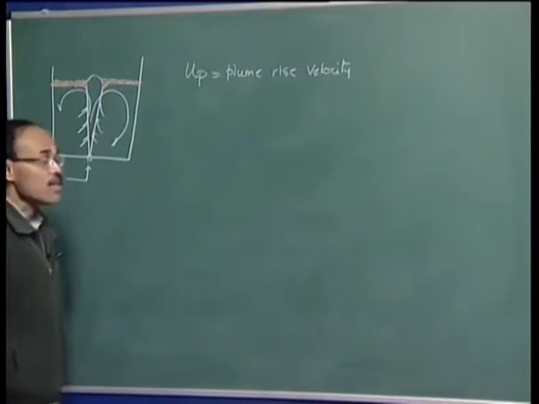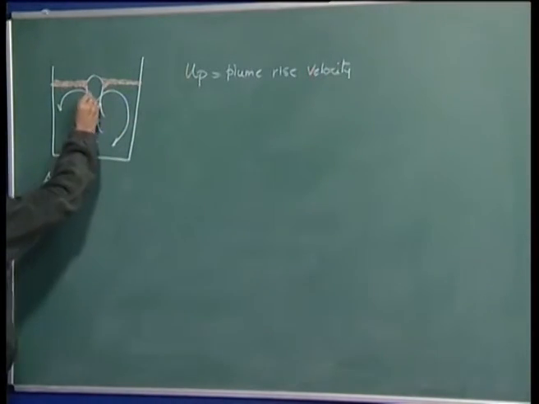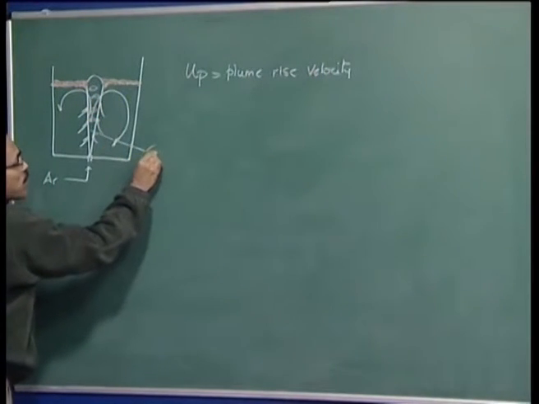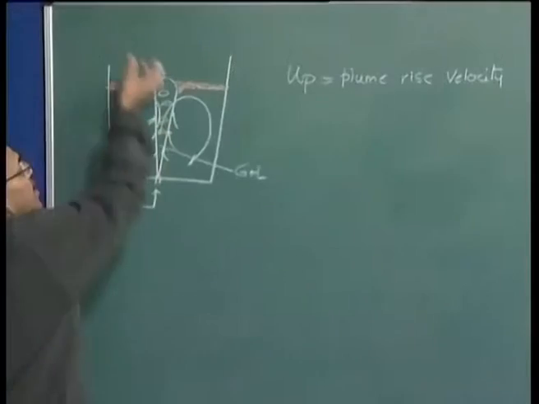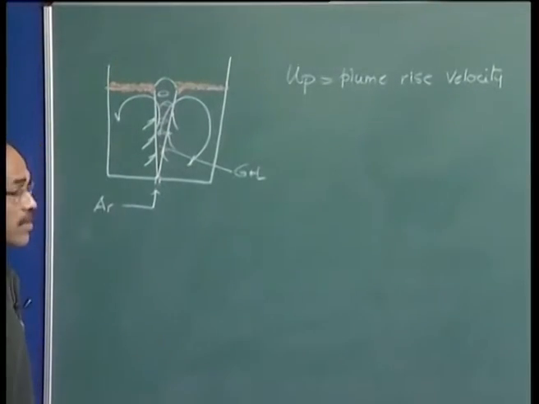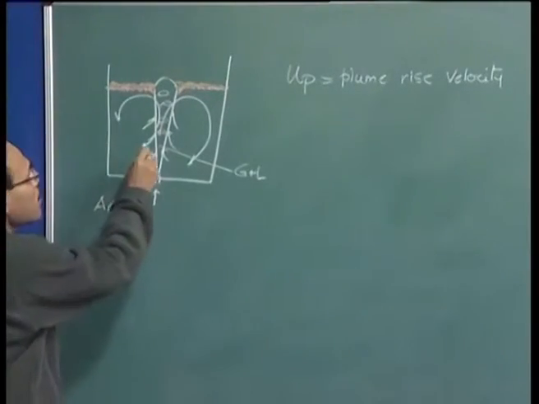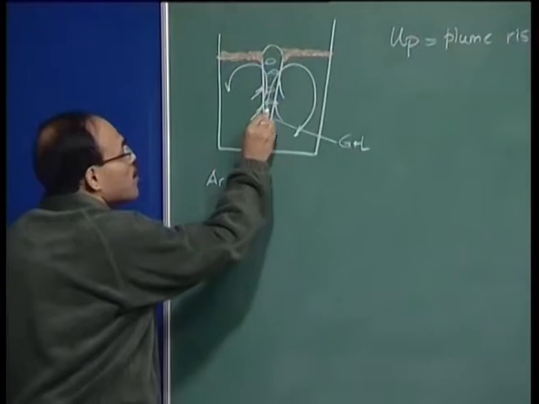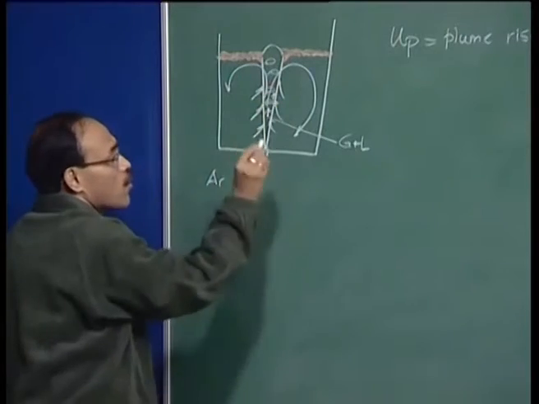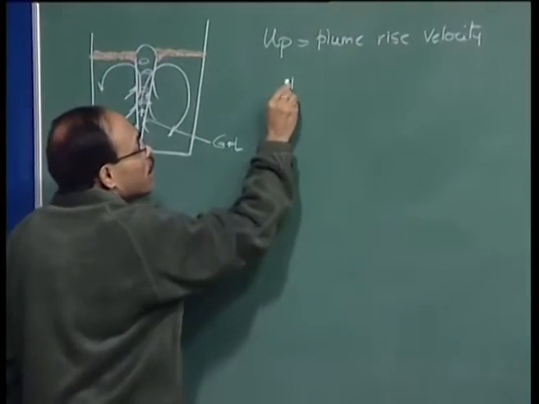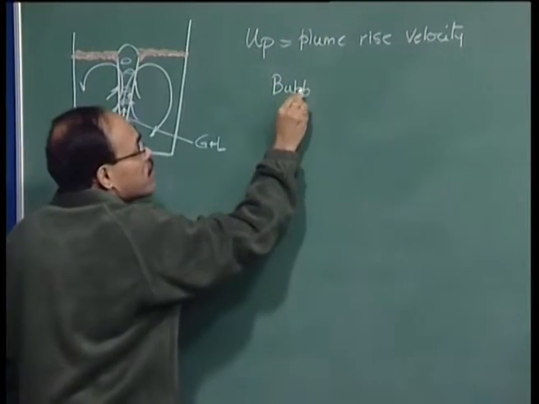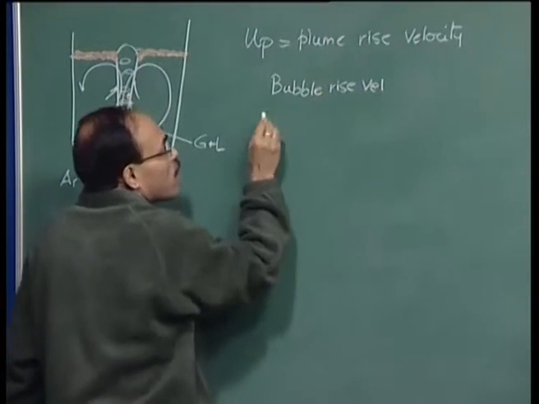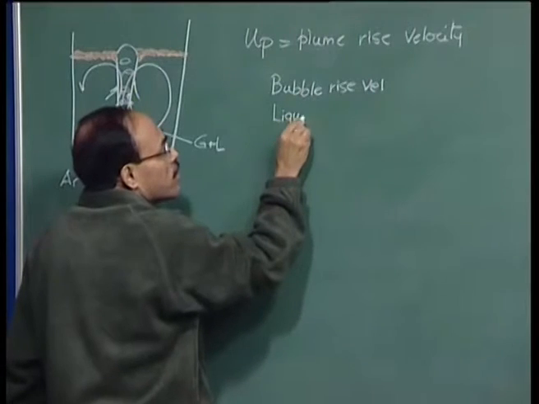This plume velocity essentially implies the rise velocity of the gas-liquid mixture. I have gas plus liquid here, so the average rise velocity of the gas-liquid mixture. In fact, I have bubbles which rise with a certain velocity, and I have the liquid within the plume which rises with some velocity. So I actually have a bubble rise velocity, and I also have a liquid rise velocity.